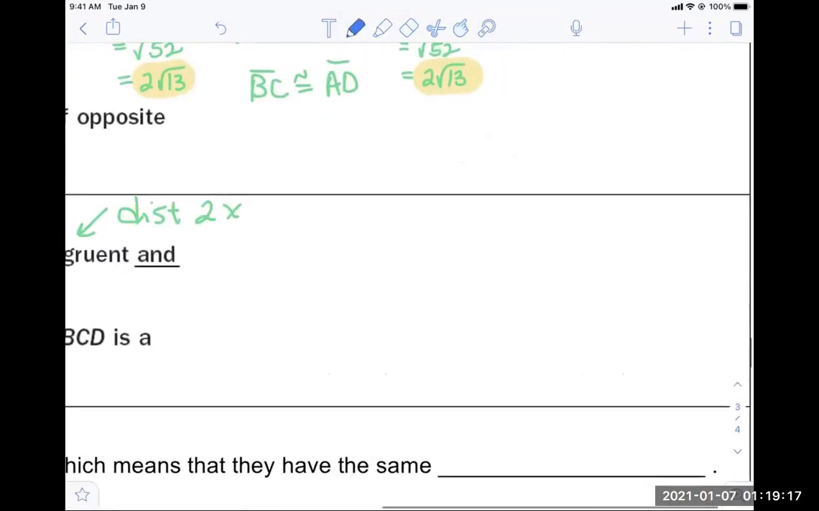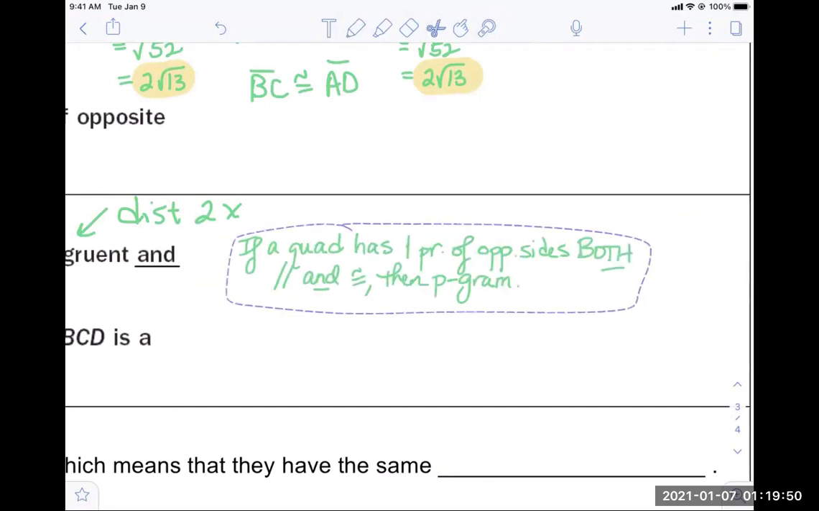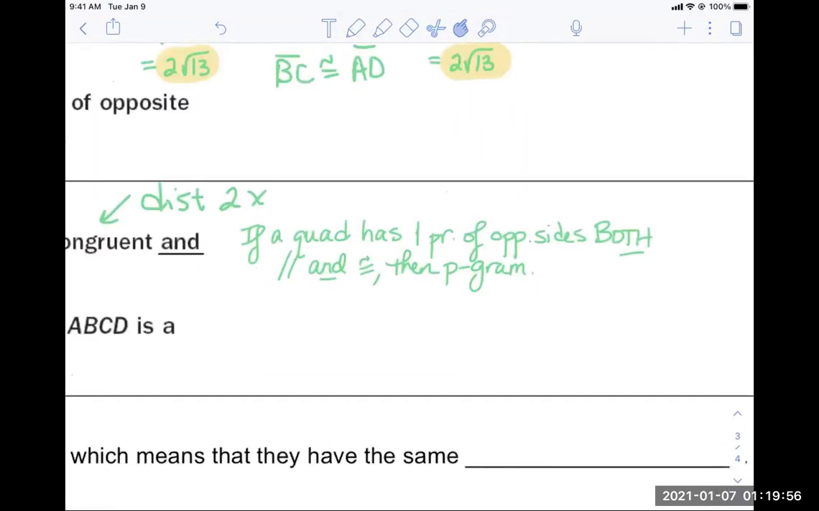If a quad has one pair of opposite sides that are both parallel and congruent, then it's a parallelogram. Okay, that's the theorem that we're using here. If a quad has one pair of opposite sides that are both parallel and congruent, then it's a parallelogram.